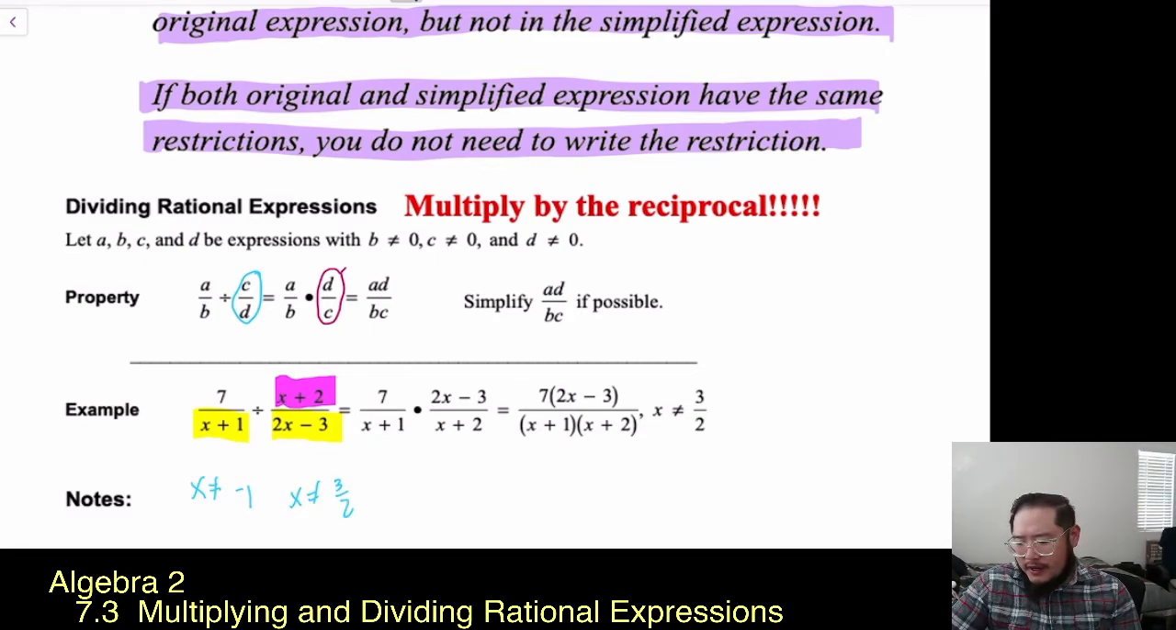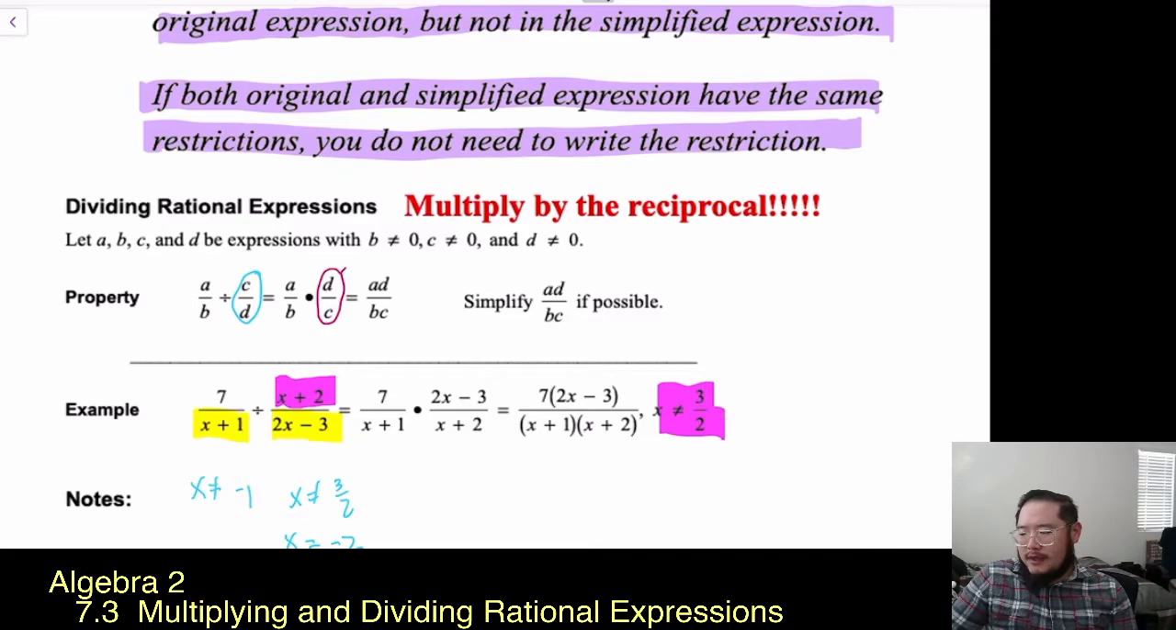The other one that we need to keep in mind is x cannot equal negative 2, because when I multiply by the reciprocal, it ends up being in the denominator. So we have 3 different restrictions. Now, let's go ahead and simplify things out and see what's here. There's one restriction that was listed: x cannot equal 3 over 2, okay?